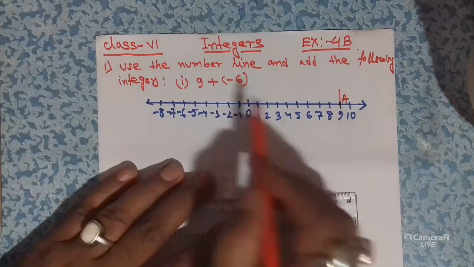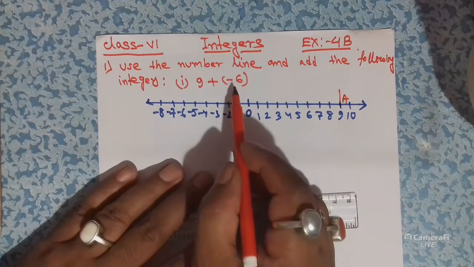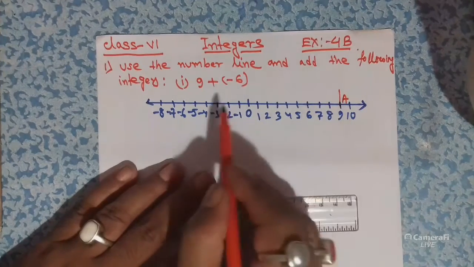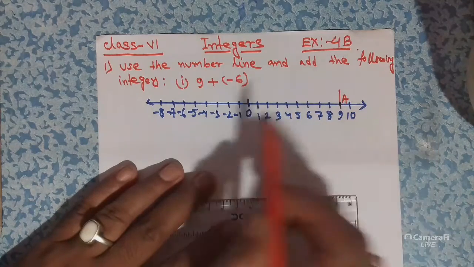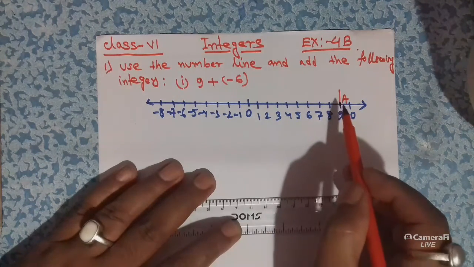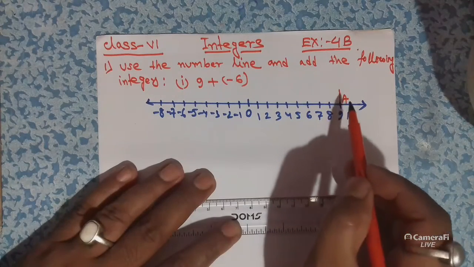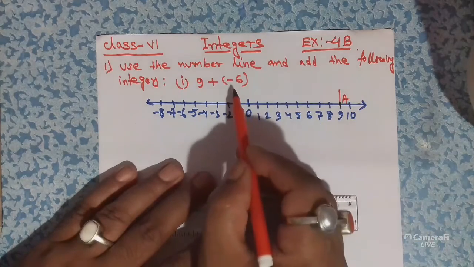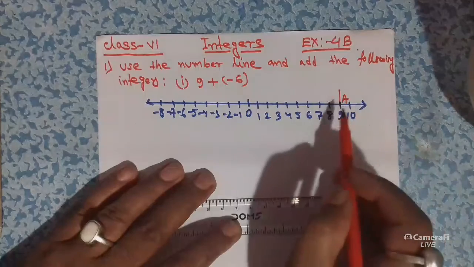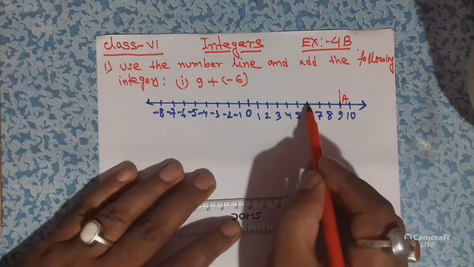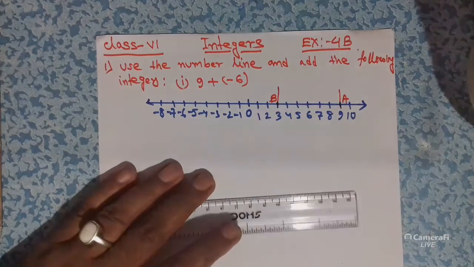Now from here you have to move minus 6. Minus 6 means it is a negative integer. So negative integer means you have to move towards left from your position, because the starting point is 0 and now you are at A. So from this position you have to move towards left, because you have a negative integer now. So we have to move 6 steps towards left. From here 1, 2, 3, 4, 5, 6. You can give the name B.